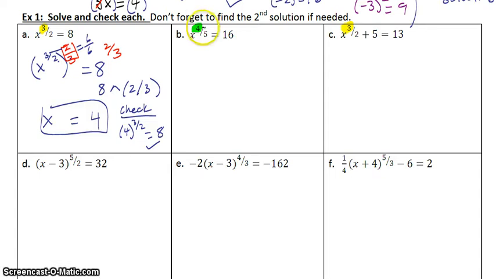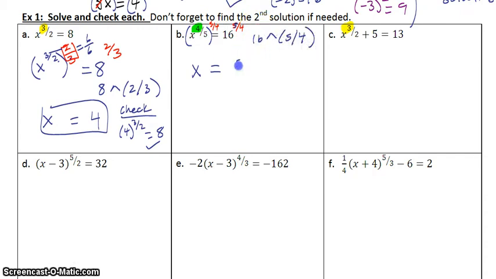Alright, part B. So again, if you have a fractional exponent, we're going to take the reciprocal of that exponent. So here I have a 4/5 exponent, so I'm going to raise both sides to the 5/4 power. On this side, 4/5 to the 5/4 power ends up being just 1, and here I got to figure out what 16 to the 5/4 power is, and again you can use your calculator.